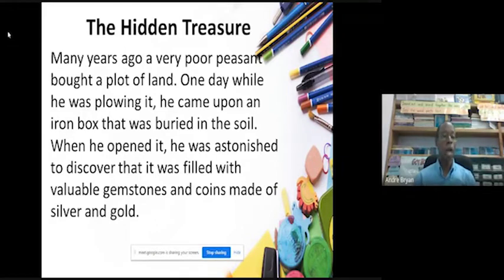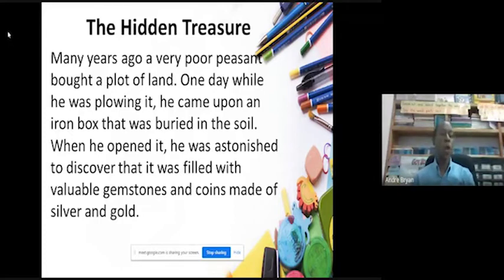Good job. Now, the second question is, who are the characters in the story? Now, can you identify the characters in the story? Remember, boys and girls, that the character can be a human being, a person, or even animals. Yes. But in this story, who are the characters? Good job. There are two characters in the story.